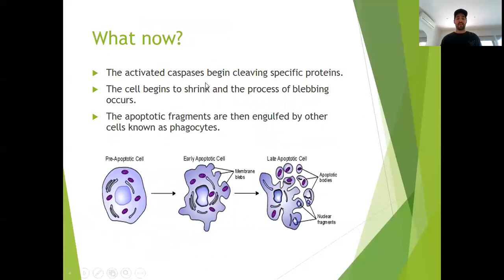So what that causes is the caspases then start cleaving or cutting specific proteins, and the cell begins to shrink. And we also have this term called blebbing. So here you can see this cell is just going about its normal business. Then it's either received an extrinsic signal or an intrinsic signal, and it's starting to now activate the caspase cascade. You can see it's starting to shrink, and then we have these things called blebs or fragments starting to break apart, and then these get engulfed by another cell when they're done. So eventually we'd have small little fragments that get engulfed by other cells known as phagocytes.